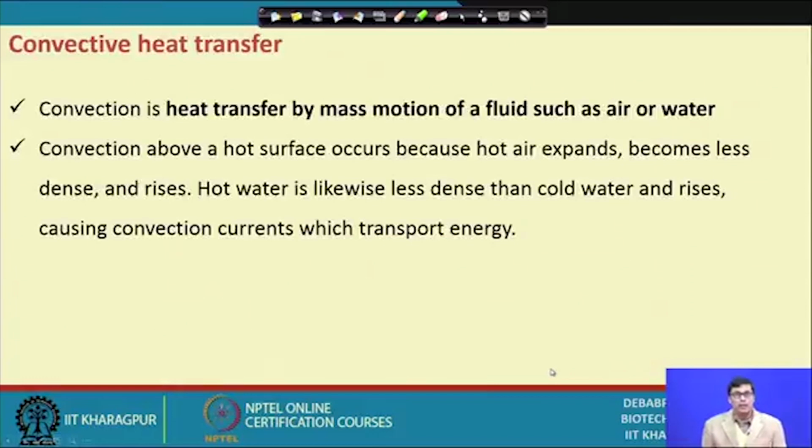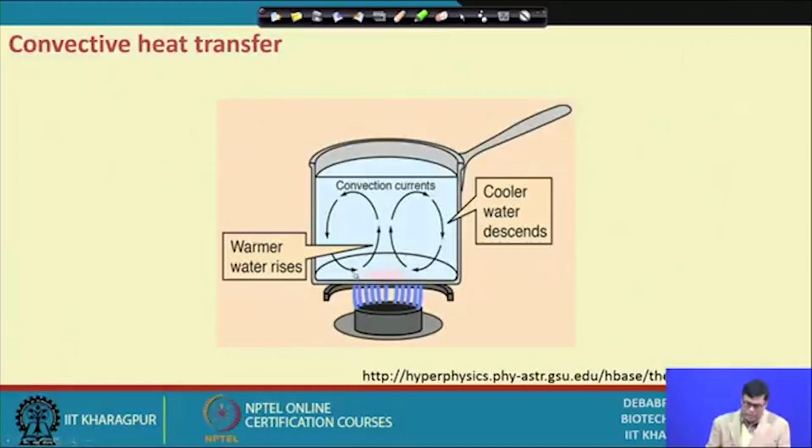Now, next is convective heat transfer. Convection is heat transfer by the mass motion of a fluid such as air or water. Convection from a hot surface occurs because hot air expands. Let me give an example like this: it is a hot surface at the bottom, you can see here the hot surface.